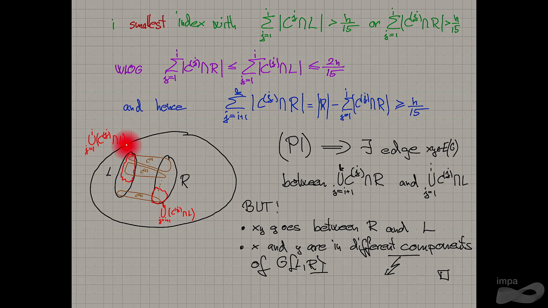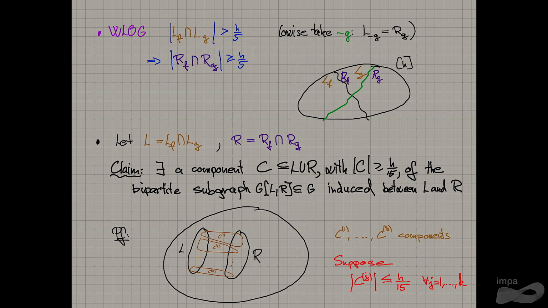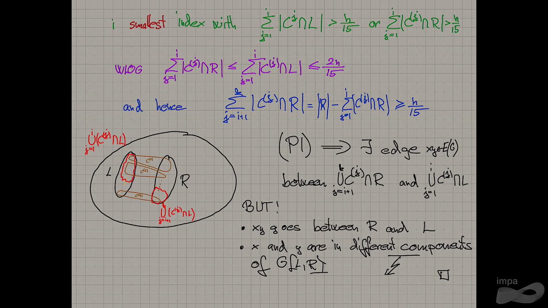But these are two big subsets, so our first property will say that there is an edge between them. But that can't be because they are on different sides and they are in different components. So it's a contradiction. So I do have a big component whose size is at least n over 15. Okay, so we showed this claim. I do have this component which has size at least n over 15.